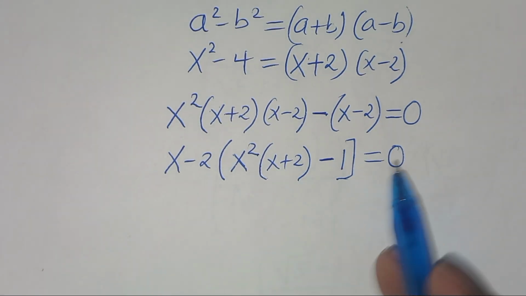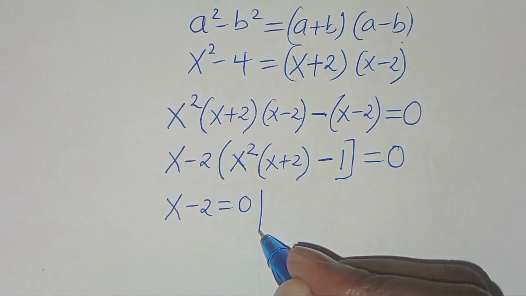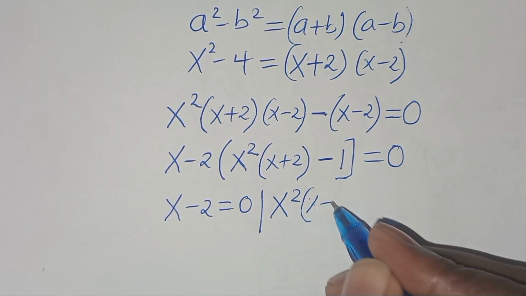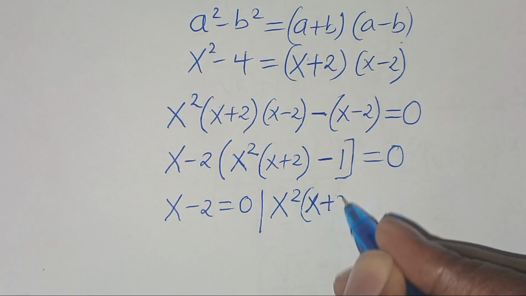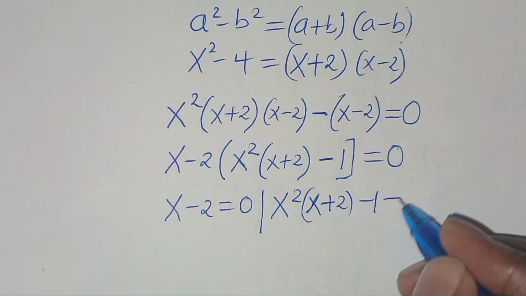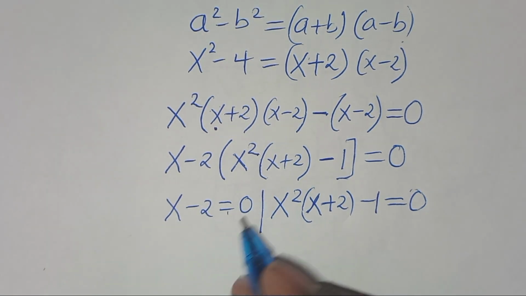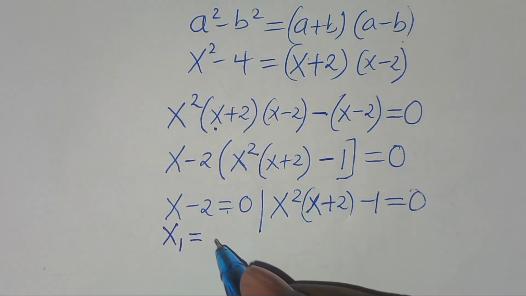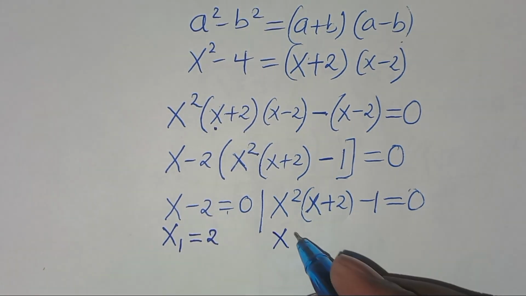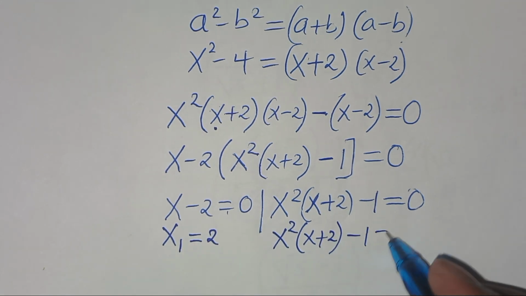So we have two parts here. The first part is x - 2 = 0, and the second part is x^2(x + 2) - 1 = 0. Now here we have that x - 2 = 0. That implies that x1 is equal to 2. We have the second part here, which is x^2(x + 2) - 1 = 0.